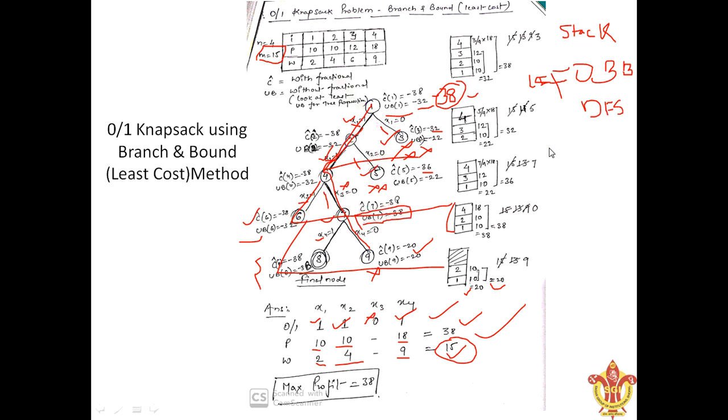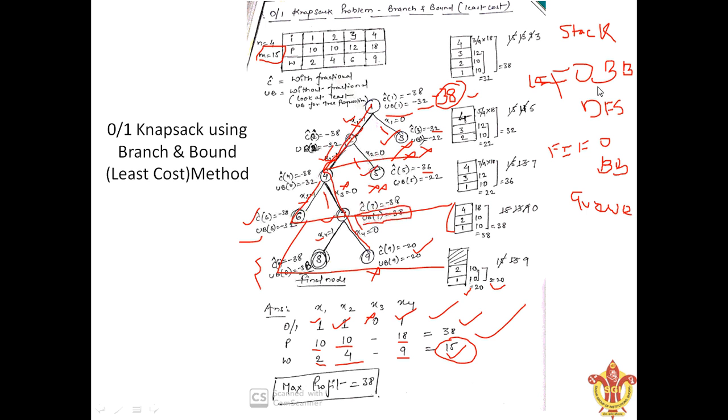And we have FIFO branch and bound. First in, first out. It uses what? FIFO branch and bound uses a queue. And so it is used to bound the things.